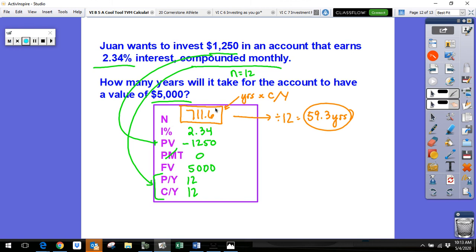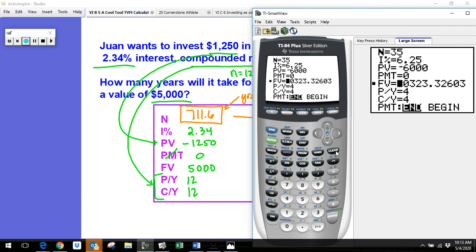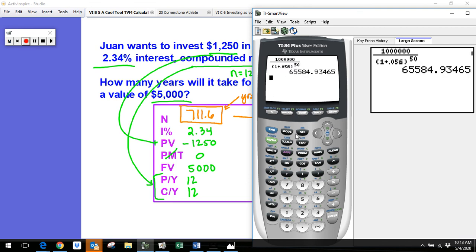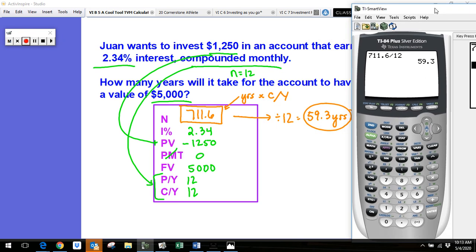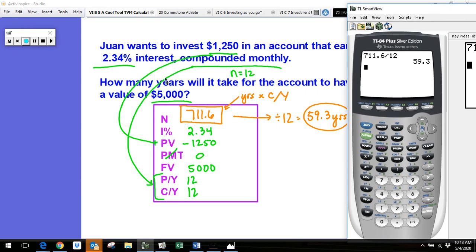So when you get this number down here, whatever was in this C/Y, compounding periods per year, you need to divide it out. So when you take your 711.6 and you're dividing it by 12, because that's the number of compounding periods, you're going to end up getting the actual number of years. So 59.3 years is what it would take for it to grow. So the takeaway from 1 is that when you solve for time, you're not done when you do this line in the calculator. You got to do one extra step, divide it by 12 to get 59.3 years.